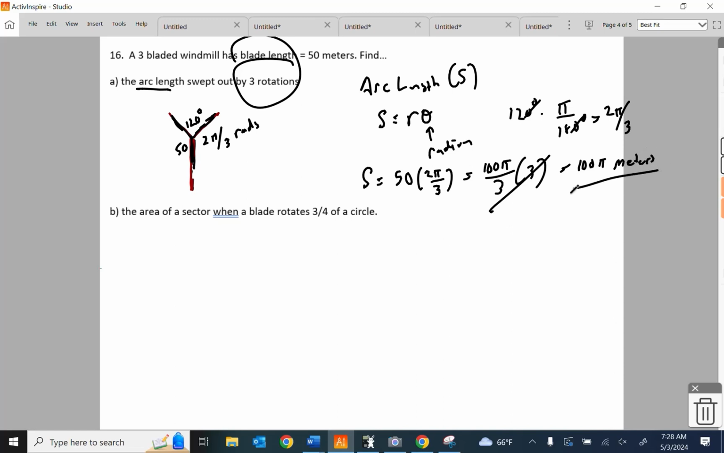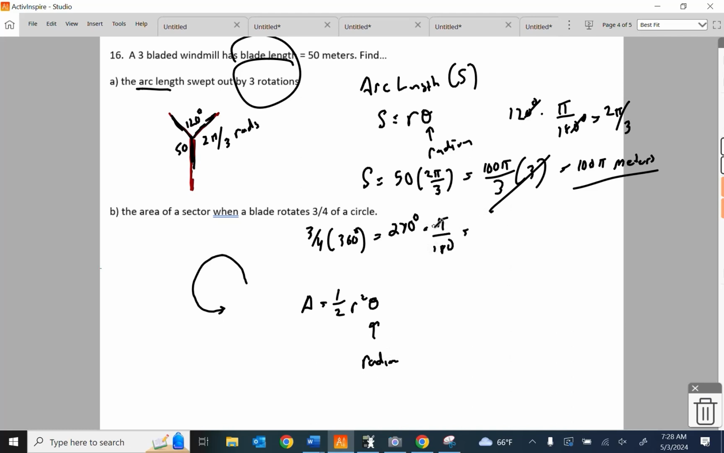The area of a sector when a blade rotates 3/4 of a circle. So rotating 3/4 of a circle, if you just think about that, is like that. You just take 3/4 of 360, and I reckon you get 270 degrees. Seems right to me. Now, I have a formula for area. It's 1/2 r squared theta, same disclaimer, radian. So I take my 270 and I multiply it by pi over 180.